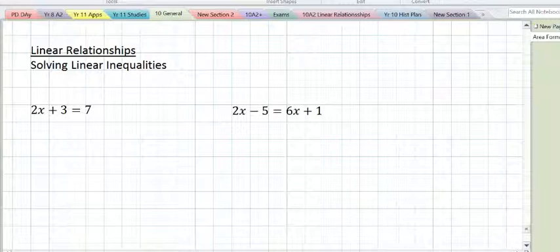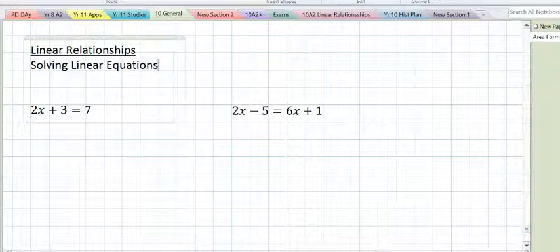Remember solving linear equations. 2x plus 3 equals 7. I know this. Go for it, Sarah. Stop. 2 times 2. Yes, well done. Okay, now Sarah, go. I'll do the next one. Alright, Bradley, go for this one. 2 times 2 plus 3.